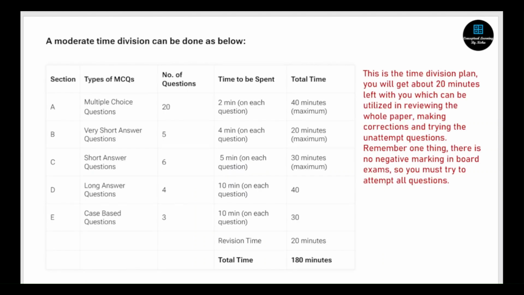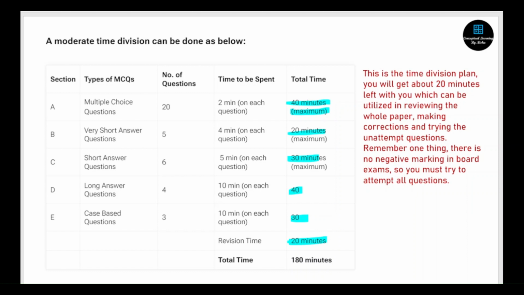Now see, I have given approximately how much time you can spend for each section. I would suggest you not spend more time than what is given here: section A maximum 40 minutes, B 20 minutes, C 30 minutes, D 40 minutes, and E 30 minutes. So you have 20 minutes left if you follow this pattern, so that you can revisit the answers. If you are stuck somewhere, you can go back, review the question and check this. You can utilize this 20 minutes effectively then.